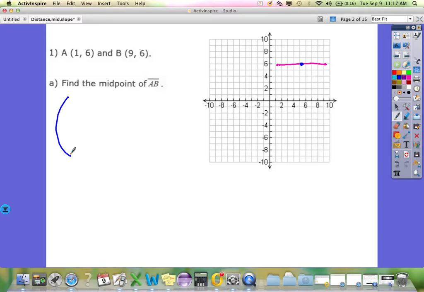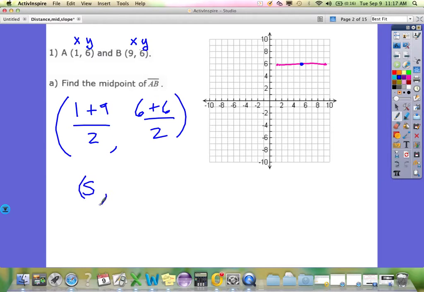So midpoint formula is x plus x divided by 2. So in your coordinate points, you have x, y. X, y, it's a good idea to label those, even if you know the difference, just because sometimes people get those mixed up. So x plus x divided by 2, y plus y divided by 2. 10 divided by 2 is 5. 6 plus 6 divided by 2 would be 6. So my midpoint is (5, 6). Well, if you go to 5, 6, that looks like it would be the midpoint.